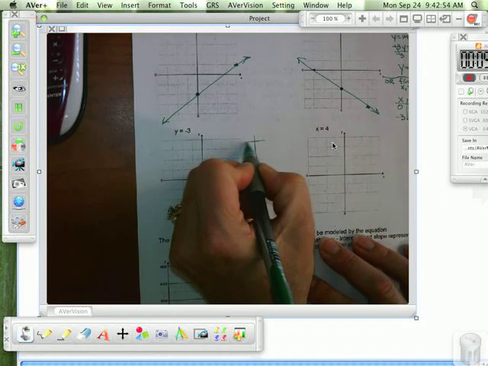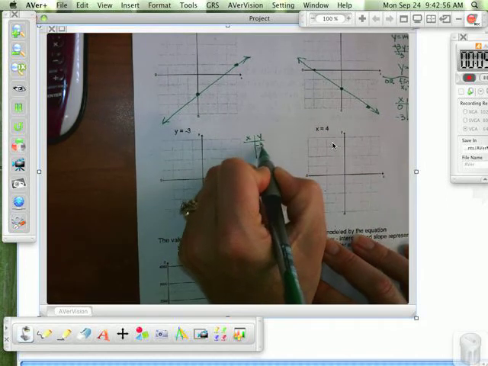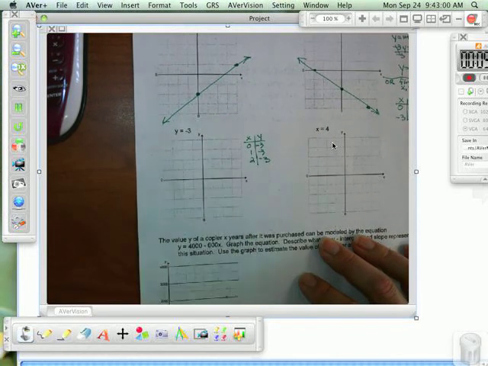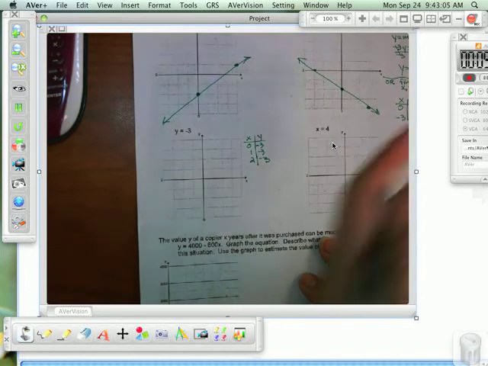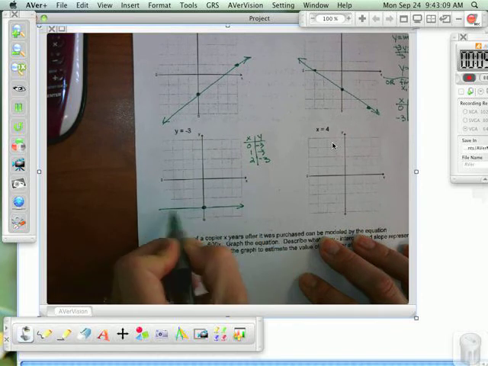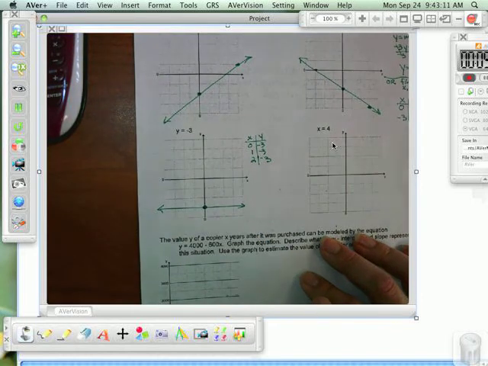y equals negative 3. This tells me that all the y values are negative 3 no matter what x is. You could pick any x, but all the y values are going to be negative 3. So 1, 2, 3, and you just draw a horizontal line.